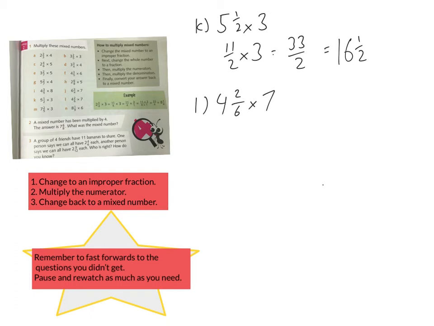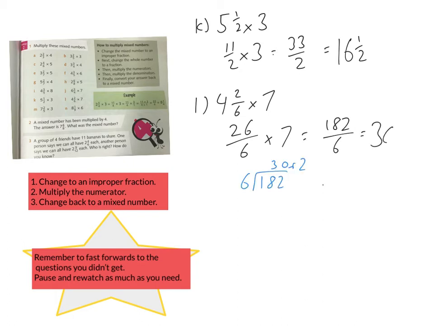L, 4 and 2/6 times 7. Changing improper fraction. 4 6s are 24 plus 2 is 26. So we have 26 sixths times 7. 7 20s are 140. 7 6s are 42. So that's 182 sixths, which I will divide. Give me 30 remainder 2. So that's 30 wholes and 2 sixths. Now, sometimes in the answer book it'll simplify it for you. So 2 sixths we can simplify to make 1/3. So the answer also could be 30 and 1/3.